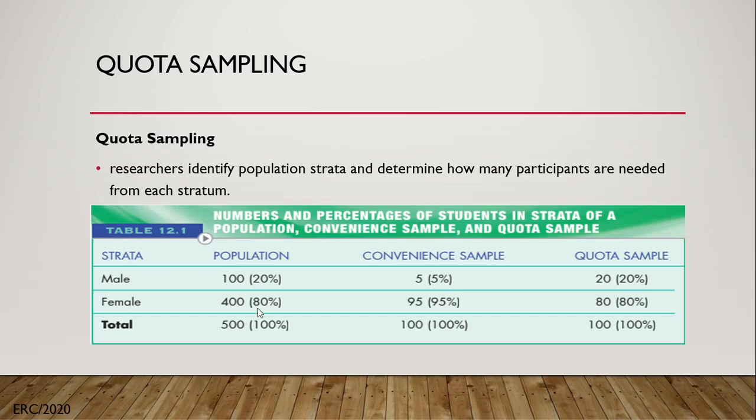Okay, so ang strata niya is the gender. So, in-identify niya male and female. The total population is about 500. So, ang male doon is 100, so it is equivalent to 20% of the total population, while the female is 400, comprising the 80% of the total population. When we say convenience sample naman, you wanted 100 samples only.